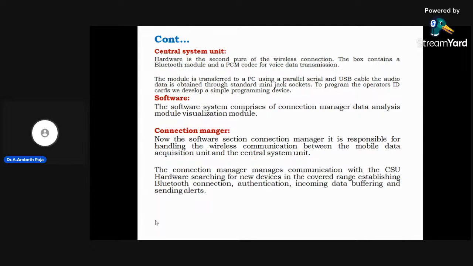The second thing is the software components. The software system comprises the connection manager, the data analysis module, and the visualization module. The connection manager is a software section responsible for handling the wireless communication between the mobile data acquisition unit and the central system unit. It manages communications with the CSU hardware: searching for new devices, ranging, establishing Bluetooth connections, authentication, incoming data buffering, and sending alerts.